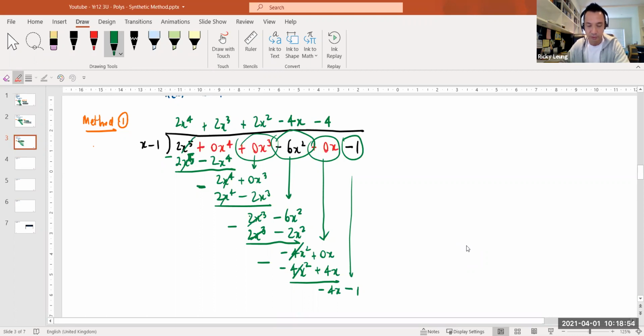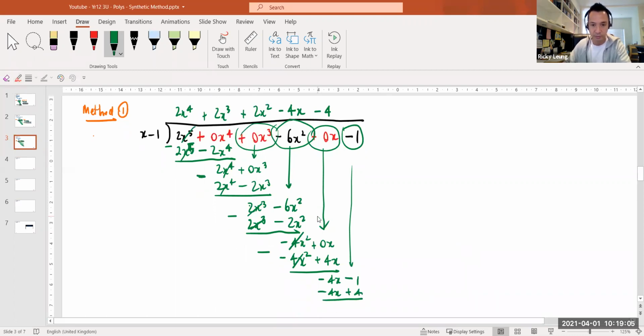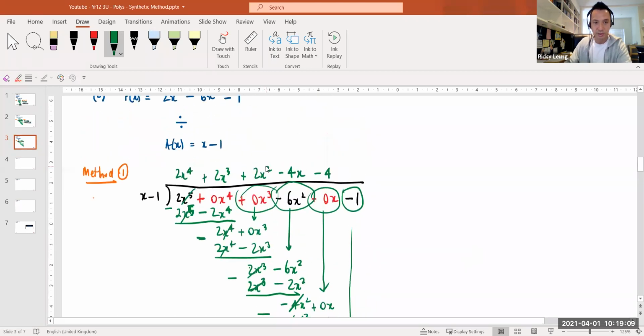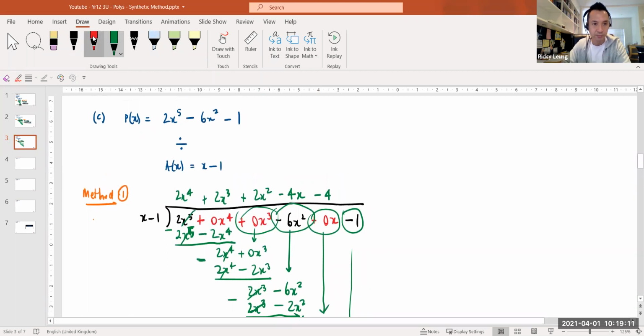I'll do a quick check later on using the remainder theorem anyway. So minus 4 times that, minus 4x. Perfect. Minus 4 times that, plus 4. So guys, did you get a remainder of 3? Yeah, so the remainder is 3. Let me just use the remainder theorem as I alluded to previously. So, using the remainder theorem check.